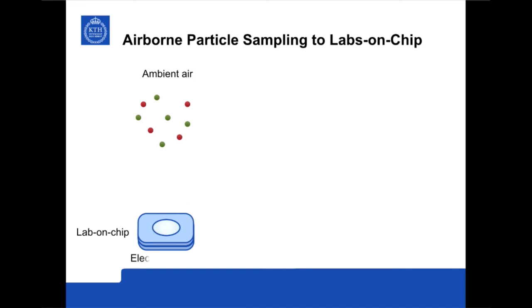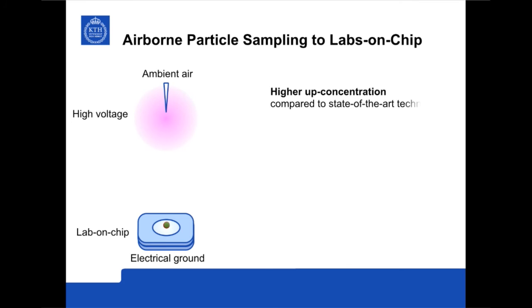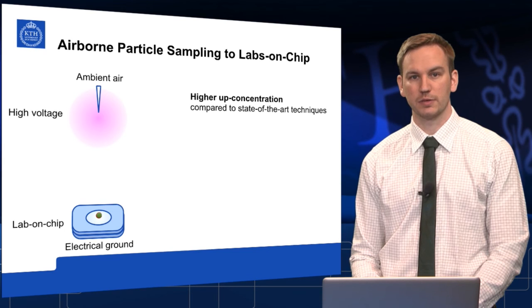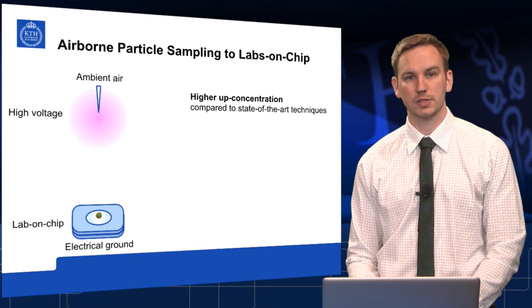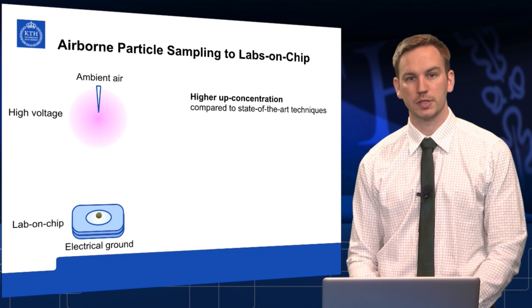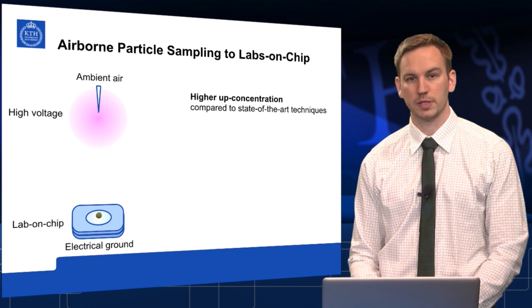We then use ionization by corona discharge and electrostatic precipitation to accelerate airborne particles directly to the air-liquid interface of the device, where the particles absorb into the liquid. Thereafter, the particles are available for subsequent and rapid detection by the biosensor. With this sampling technique, we show a sampling efficiency that is comparable to state-of-the-art techniques, but with a much higher up-concentration of the sample. This potentially allows for a faster and more sensitive detection.